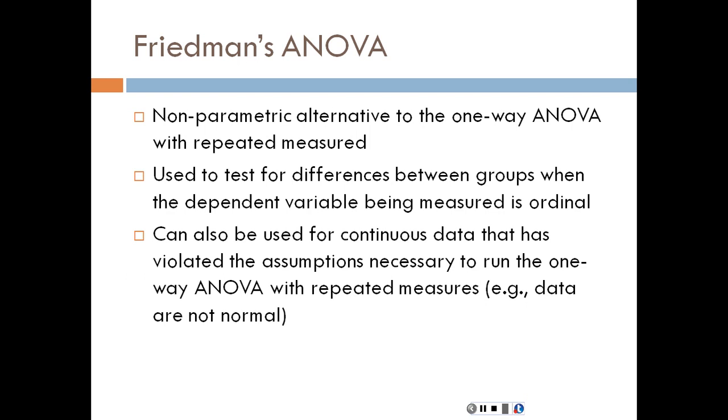So it's used to test for differences between groups when the dependent variable being measured is ordinal. Again, we have that ordinal variable, and it can be used for continuous data that has violated the assumptions necessary to run the one-way ANOVA with repeated measures. So if we have data that are not normal and we have repeated measures in our data, we would use the non-parametric version, the Friedman's ANOVA.